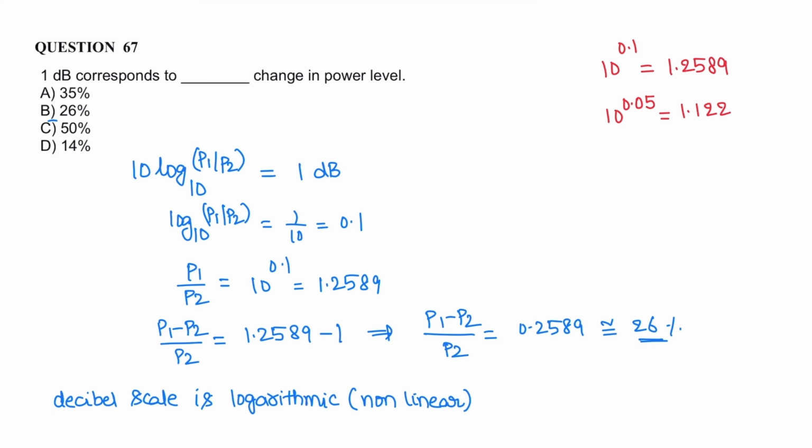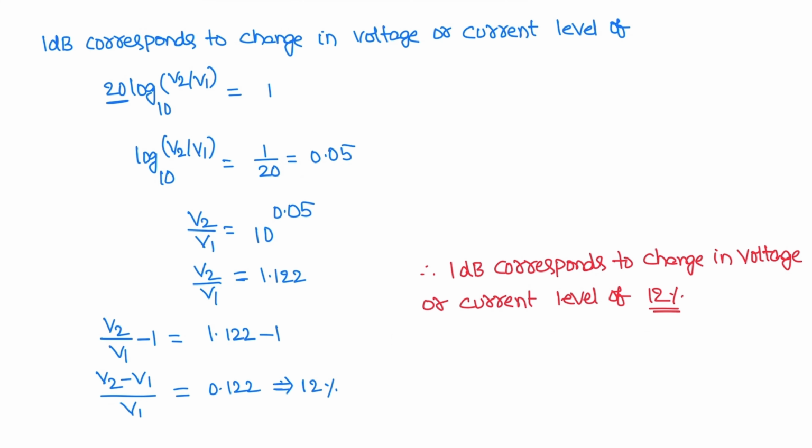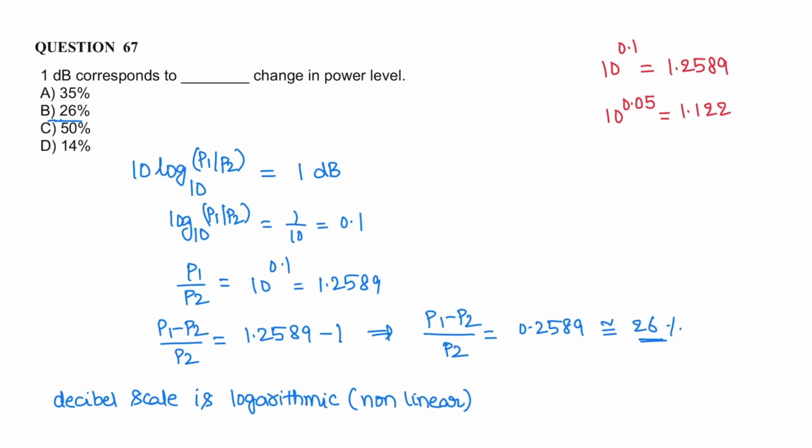So this decibel scale is a logarithmic scale or non-linear scale. Correct option is B. So 1 dB corresponds to a 26% change in power level, whereas a 12% change in voltage level or current level. Next question.